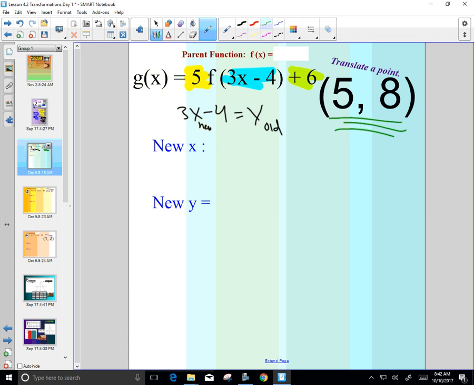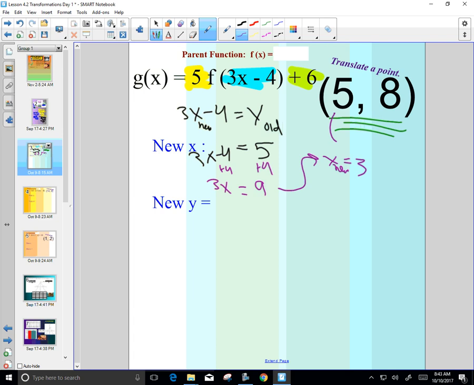So the old x is 5. So I'm going to write 5 here. And you're going to find the new x. So algebraically solve for that. What do we do to both sides? Add 4. And so 3x is equal to 5 plus 4, which is 9. What's x going to be? The new x. 3.